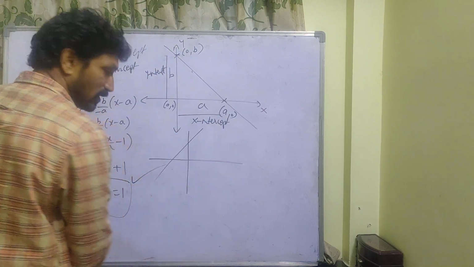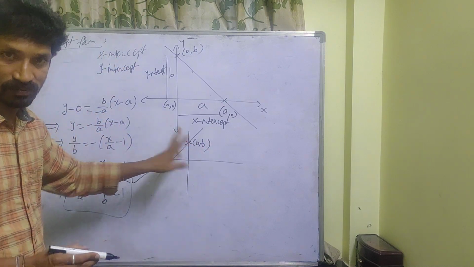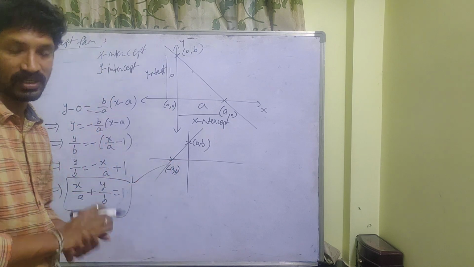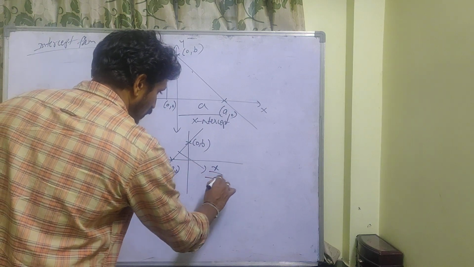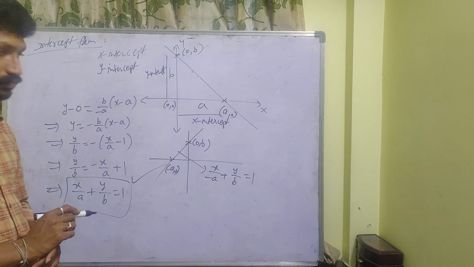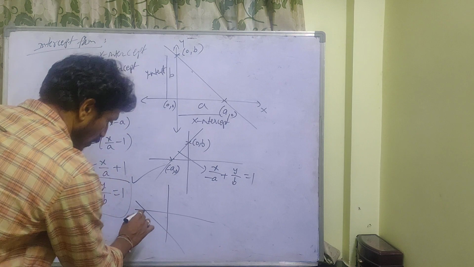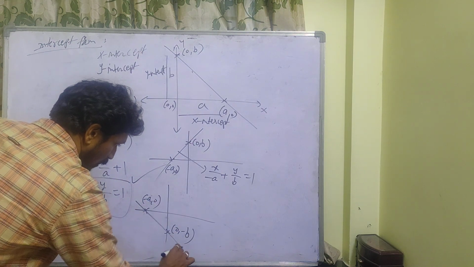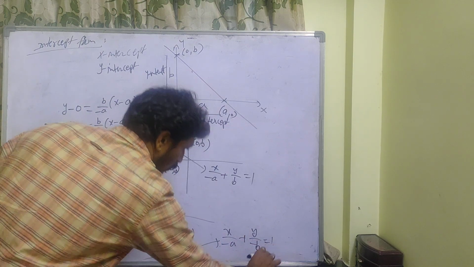If it intersects like this, the point will be (0, b). Here the y-intercept is b, and the x-intercept is the point (-a, 0), so the x-intercept is minus a. Then the equation of the line is x by minus a plus y by b is equal to 1. If the line is like this, with (-a, 0) and (0, -b), then the equation of this line is x by minus a plus y by minus b is equal to 1.